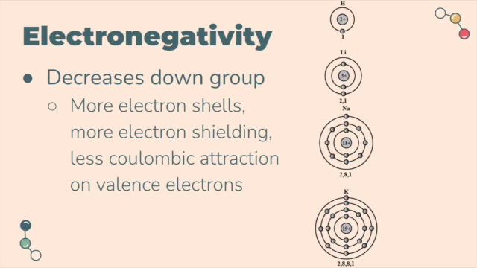It also decreases down a group for the same reasons that we've said before. As we move down a group, we have more electron shells, which leads to more electron shielding, which means that there is less Coulombic attraction on valence electrons, and valence electrons are the ones that we use to bond.